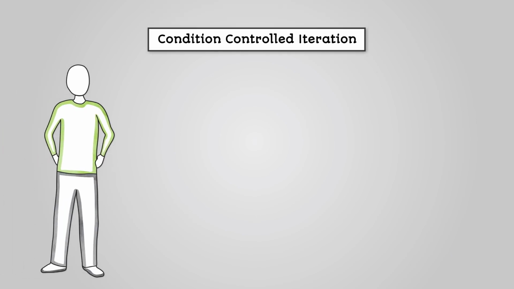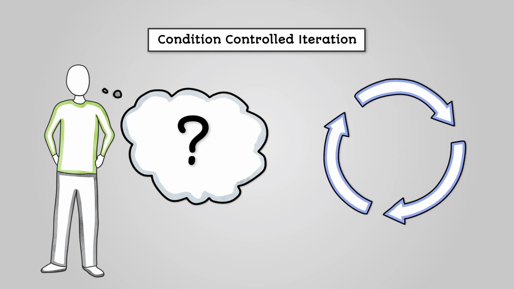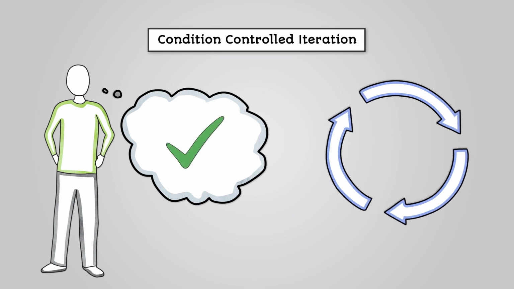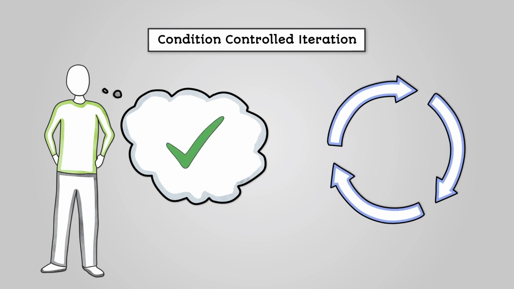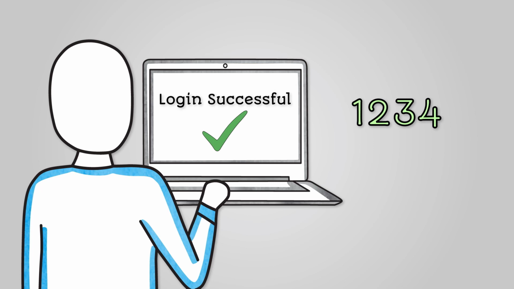Condition-controlled iteration at the beginning means that you ask the question at the beginning of your loop. The idea is that if you get your question right, your loop code may never execute. Let's take an example of someone logging in with a username and password. The program is going to expect a password of 1234. If it gets the correct input, it will print out login successful. If not, it will prompt the user to enter another password.